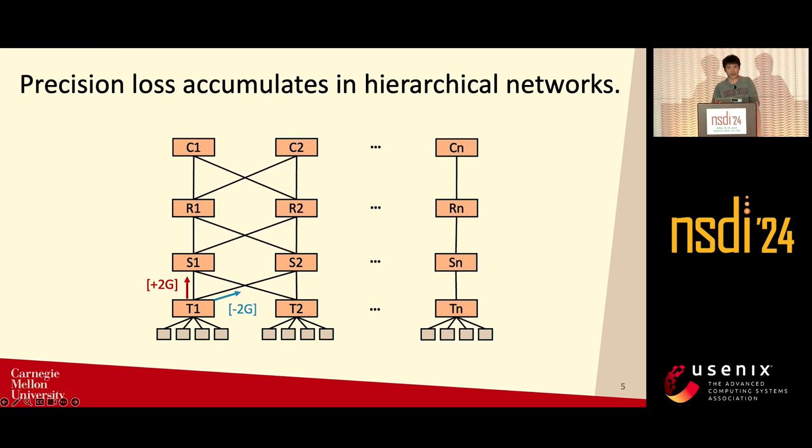And imagine the network has more tiers. Now switch S1 will receive more traffic than expected, but it can also contribute to actual imbalance. Let's say 1G of extra traffic going to the right link. So switch R2 in the next tier will get 3G more traffic. And this can happen again in the next tier and so on and so forth. So precision loss just accumulates higher and higher for the downstream switches.